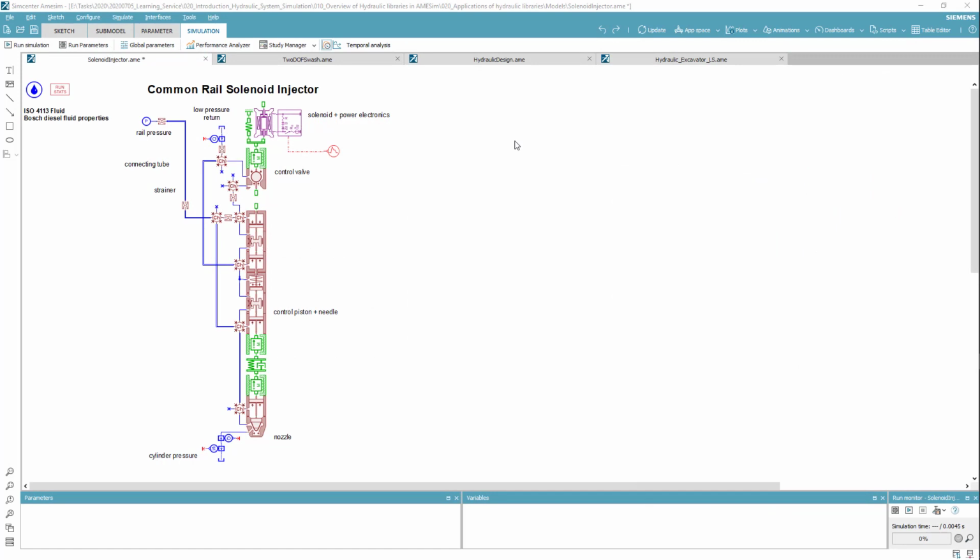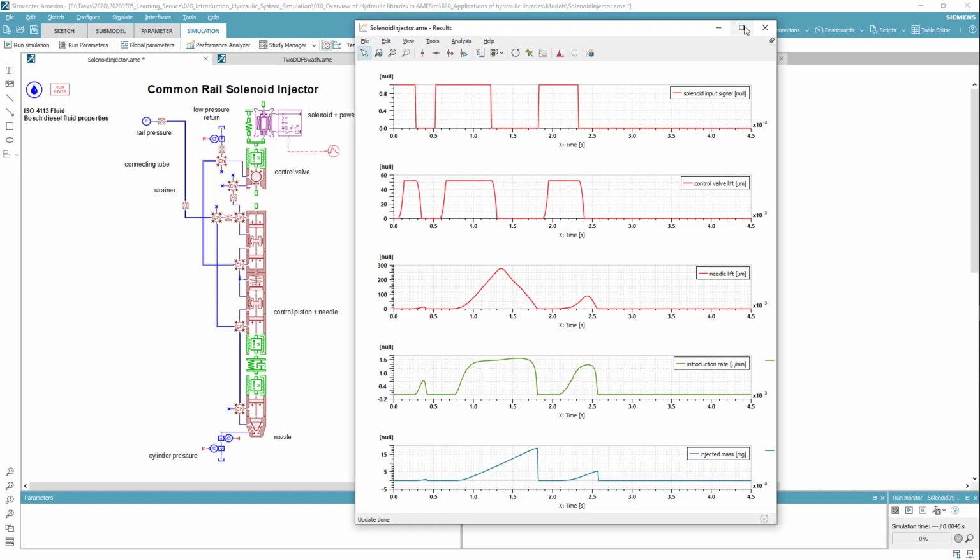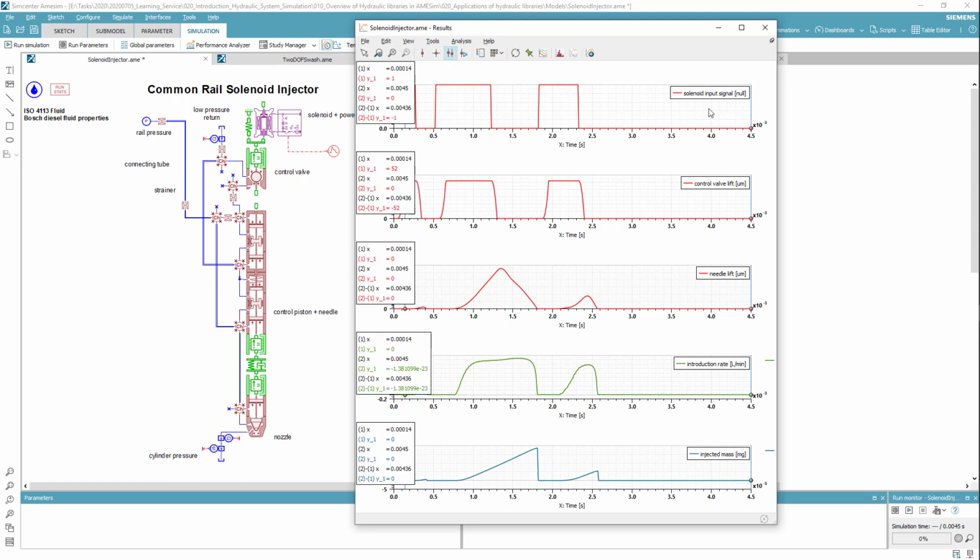Okay, let's check the simulation results of this common rail solenoid injector. You see here the solenoid input signal, which is imposed at this component. And we can also see the calculation results of the control valve lift, needle lift, and also this important physical variable, injection rate and injected mass. And we can clearly see that there is some time delay between the command and the responses, which is also an important criterion for this kind of system.